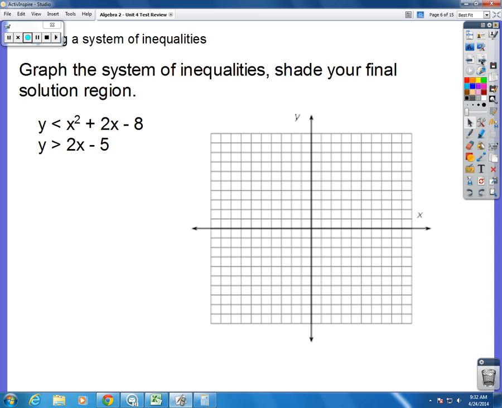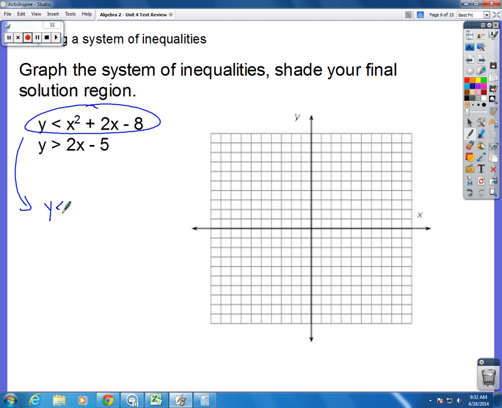Graphing a system of inequalities. So we take a look at a system of inequalities here. So we have a parabola and we have a linear. So you can graph those any which way you'd like. However, I'm going to just use graphing shortcuts here to graph the parabola. Just makes it a little bit easier for me.